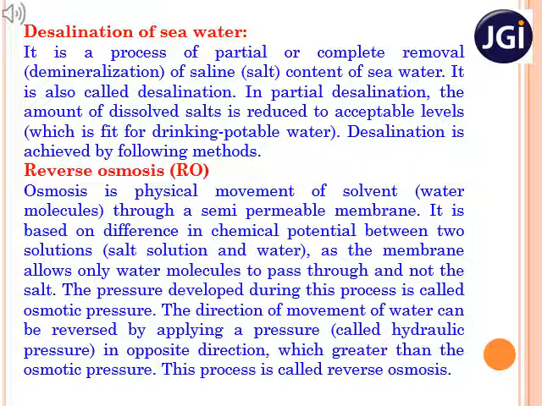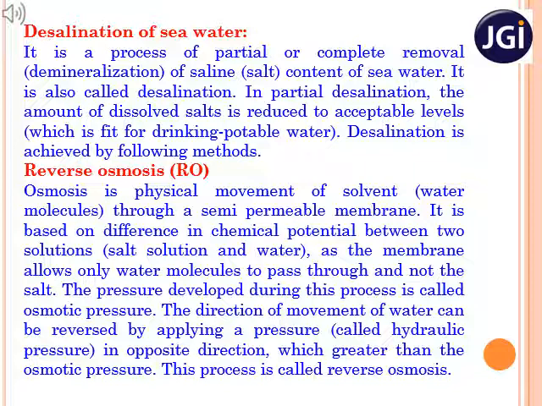It can be effectively carried out by a process called reverse osmosis. We have studied osmosis in biology. It is the physical movement of solvent from higher concentration to lower concentration through a semi-permeable membrane. When ordinary water and salt water are separated by a membrane, then the membrane allows only the water molecules to pass through it. Here, the salt cannot cross the membrane.